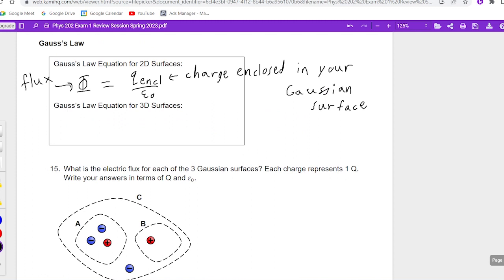And flux is the electric field that passes through it. Flux has its own equation. Flux equals an electric field times an area. There's technically a cosine theta in that equation as well, but 99% of the time we don't have to worry about the cosine theta, so I'm not even going to write it. But it's just a measure of how much electric field is flowing through.